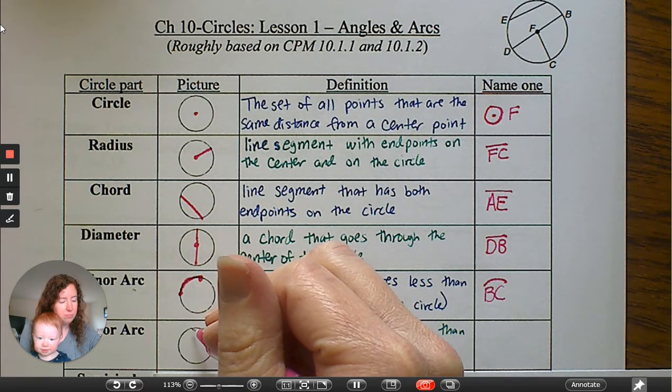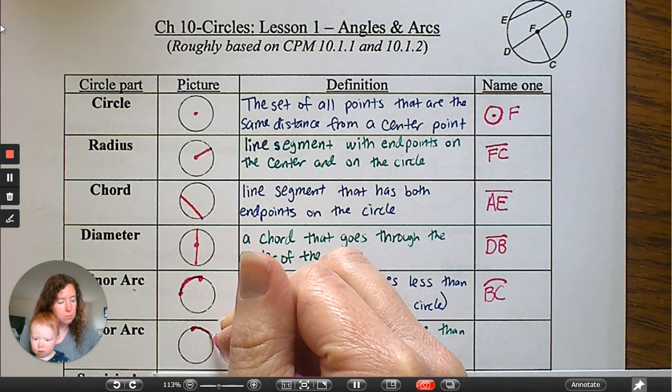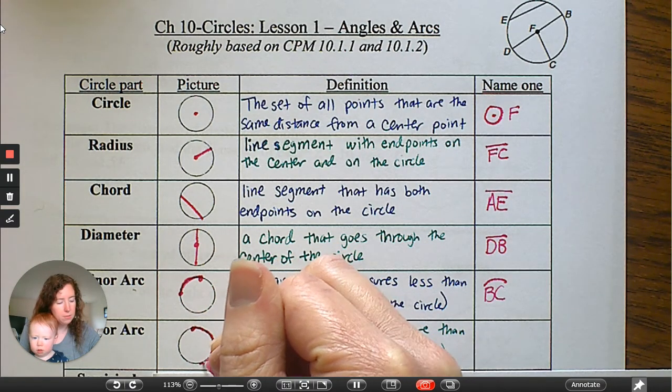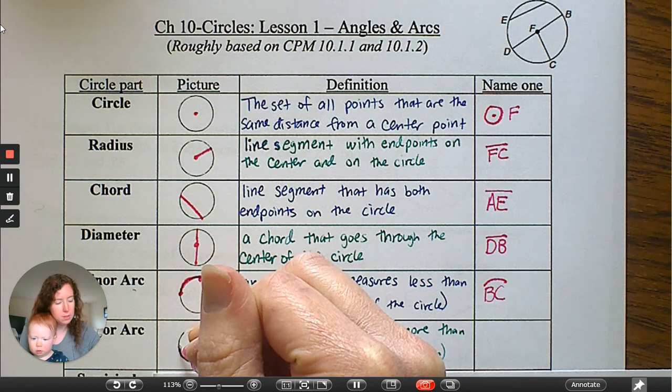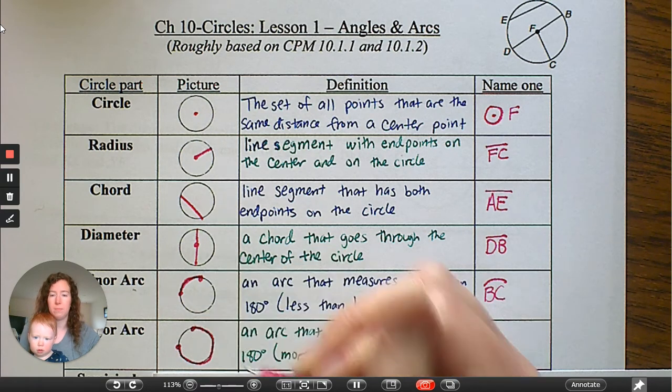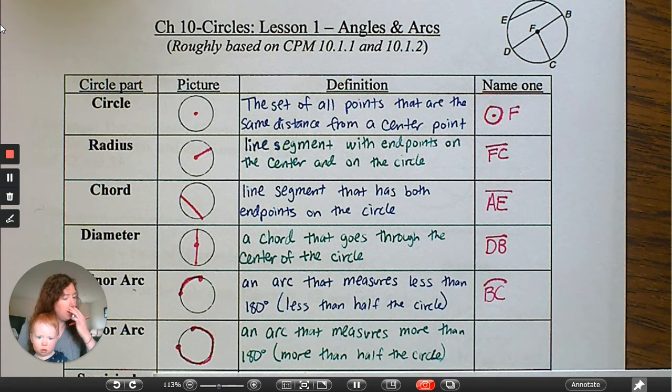So it would take up more than half of the circle. So right here is about half, so it keeps going. Okay, so something like that. Now, in order to name a major arc, you're going to need to use 3 letters.